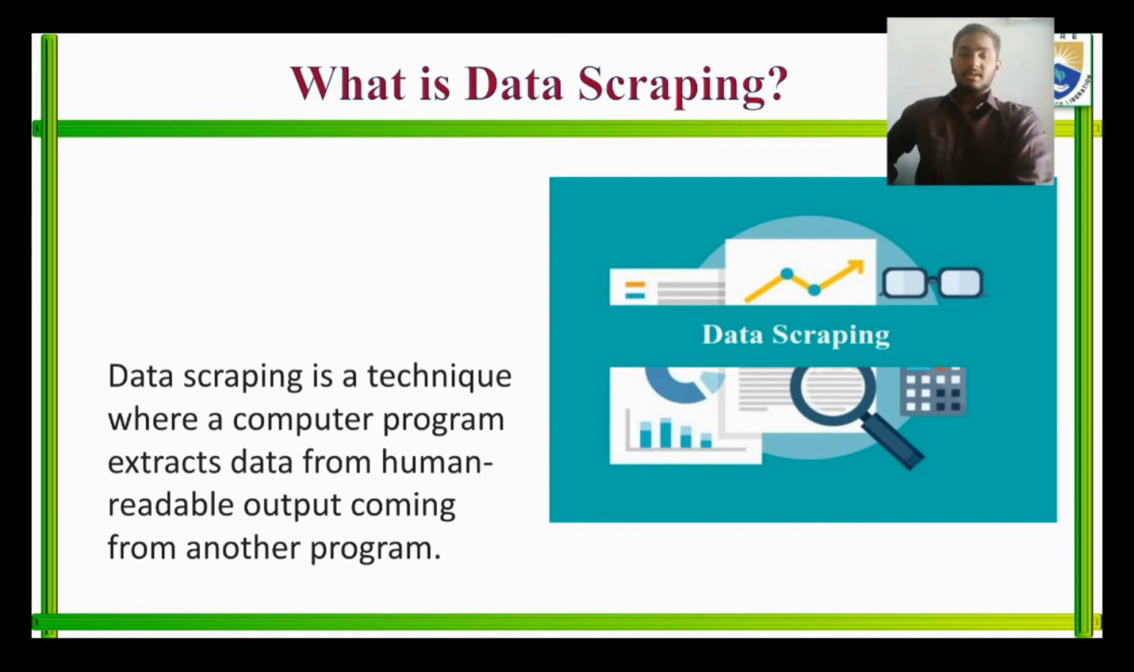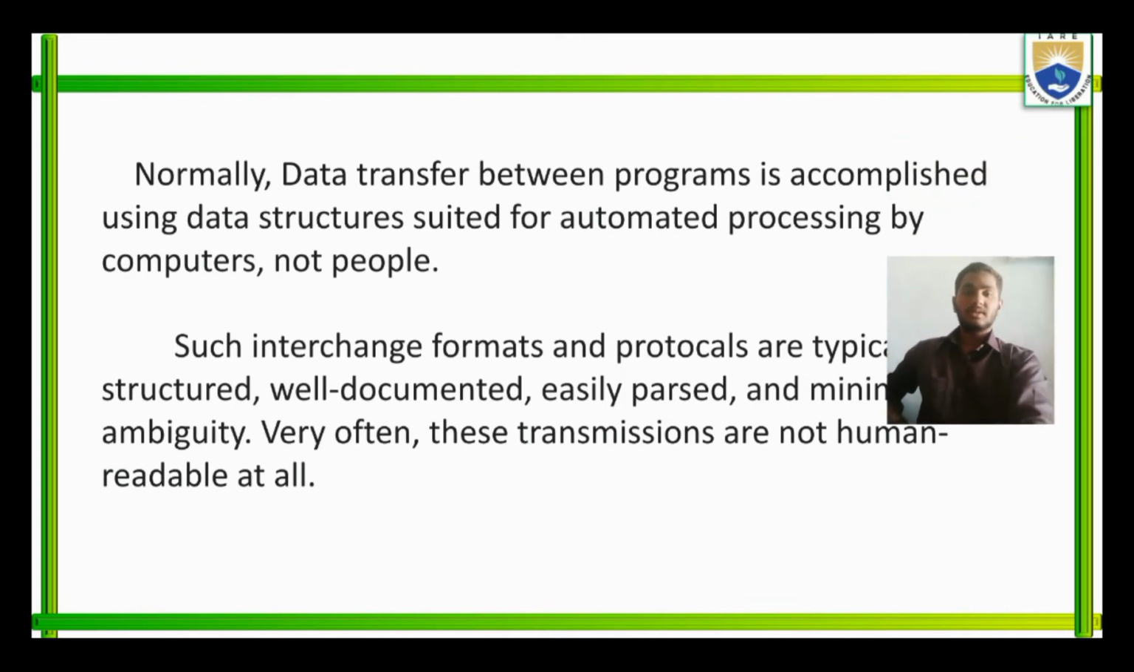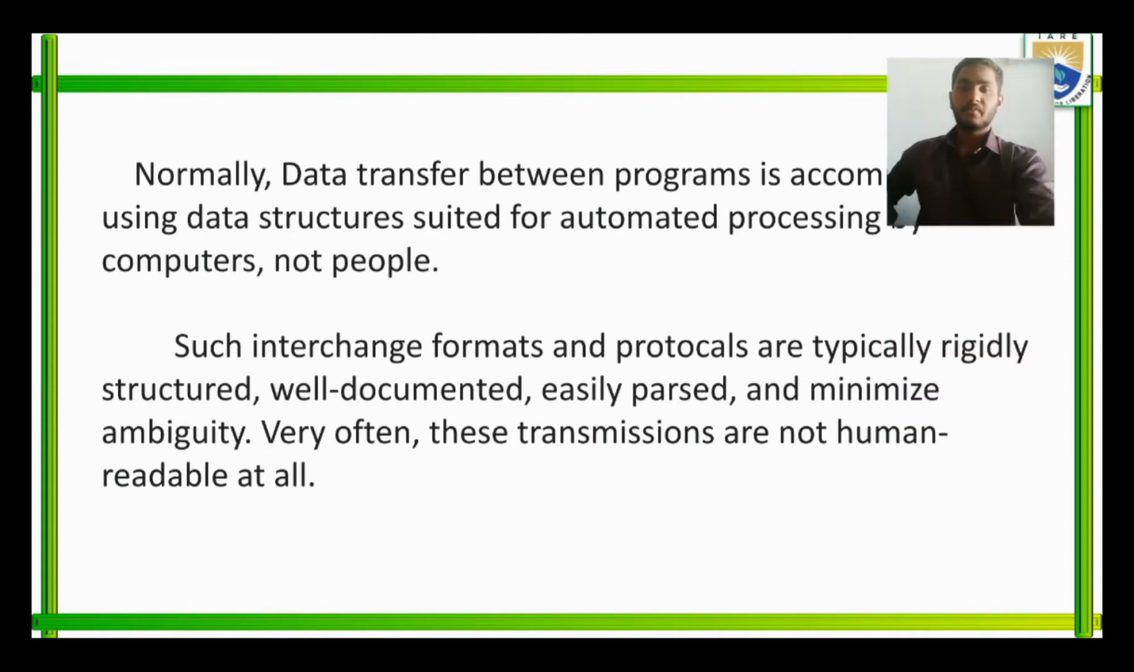Data scraping is a technique where a computer program extracts data from human readable output coming from another program. Normally, data transfer between programs is accomplished using data structures suited for automated processing by computers, not people. Such interchange formats and protocols are typically rigidly structured, well documented, easily parsed, and minimize ambiguity. Very often, these transmissions are not human readable at all.